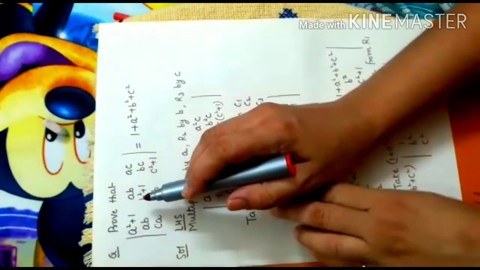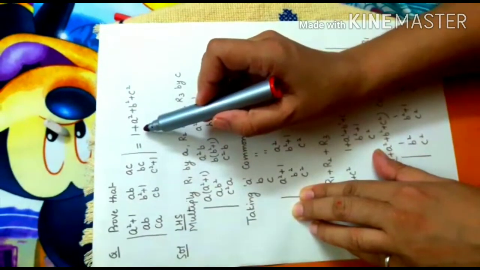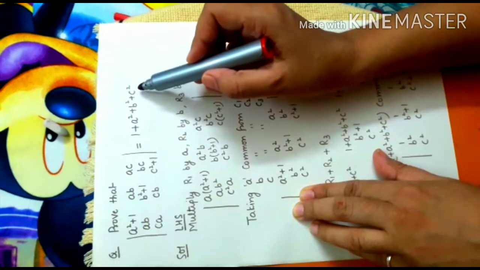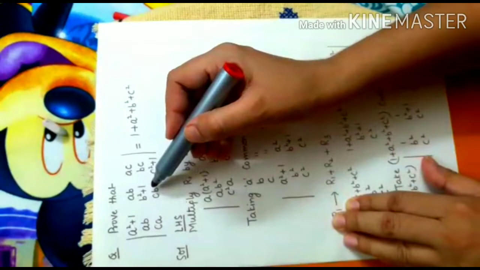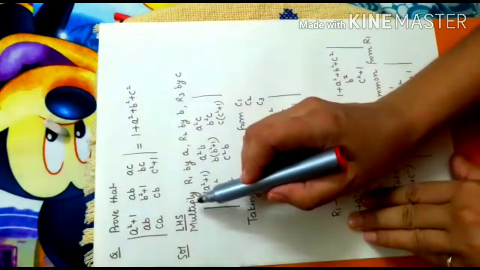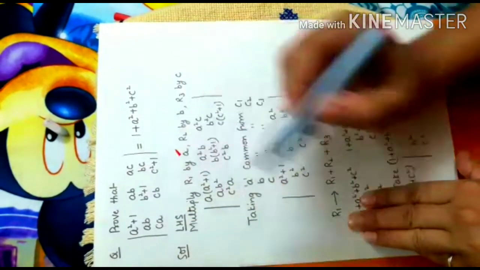Let's take another question. Prove that this determinant is equal to 1 plus a squared plus b squared plus c squared. Take the left hand side. Yes, multiply the first row by a.